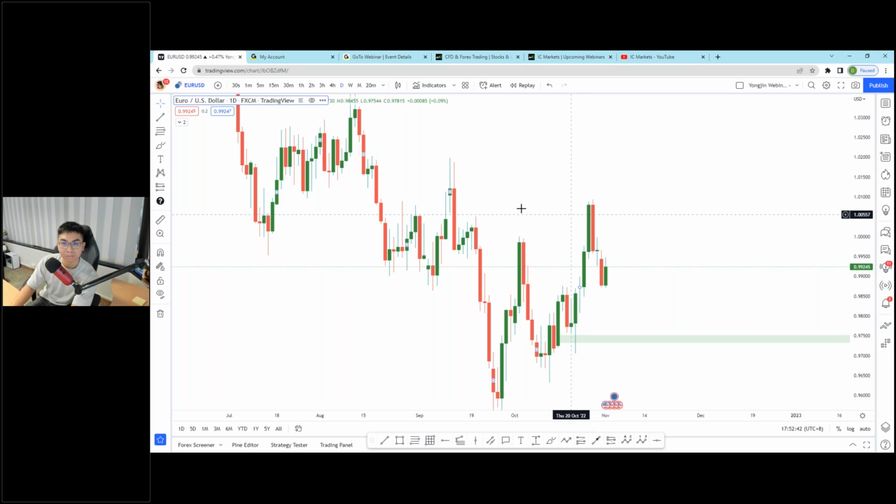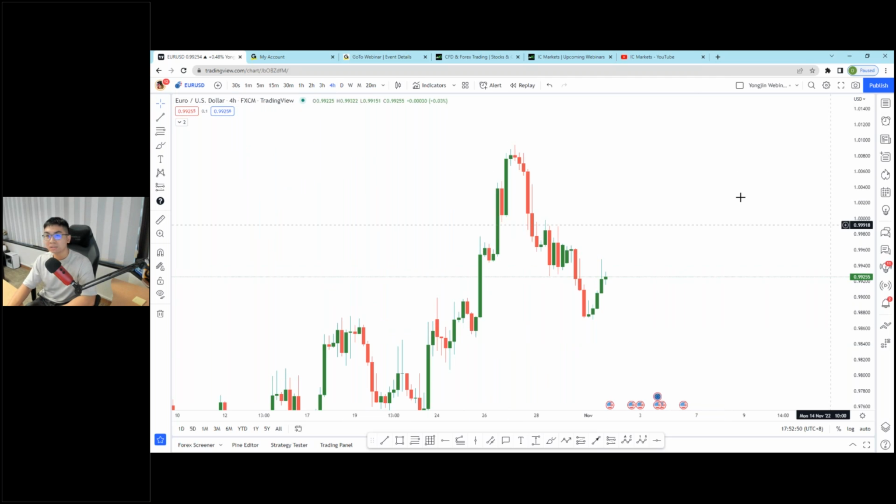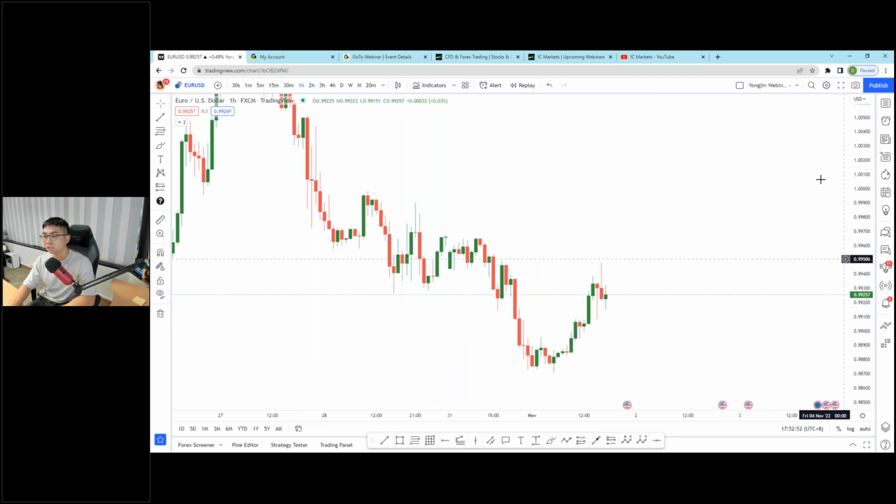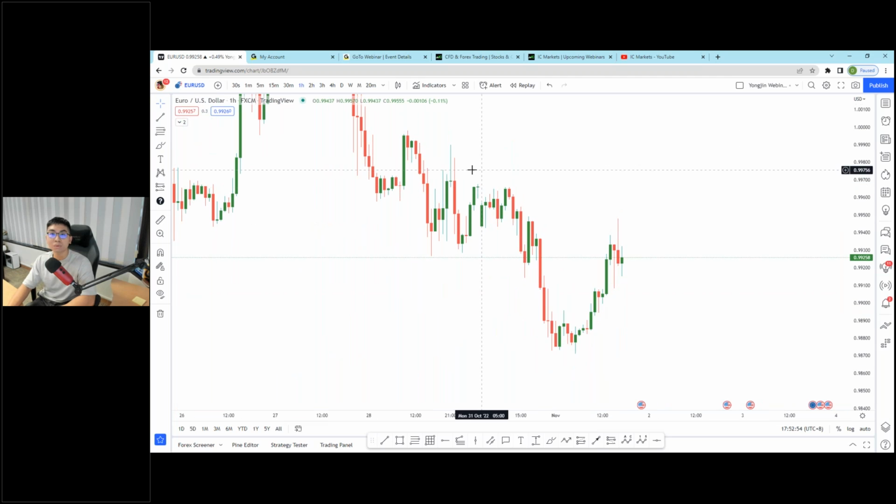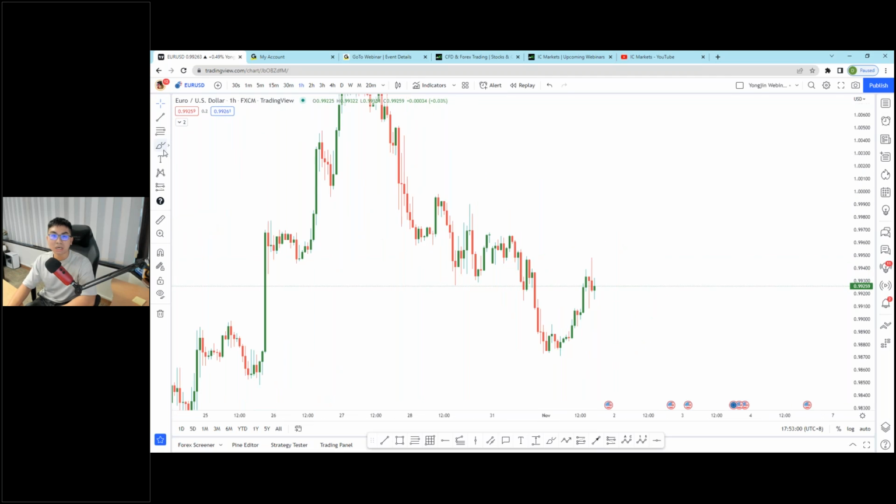Which time frame do I recommend? Normally, when I start my day, I start with the daily. I look at the daily and then I move to the 4 hours. Then I move to the 1 hour charts. After the 1 hour charts, I move on to the 15 minutes, 5 minutes. But I normally stay on the 1 hour chart after I get a general direction of where price might go on the 1 hour charts.